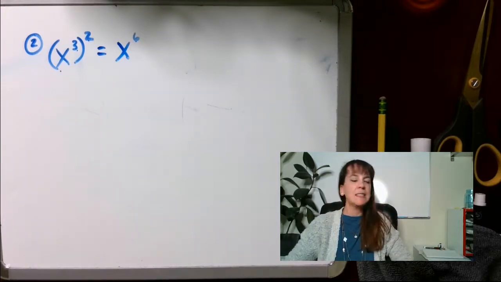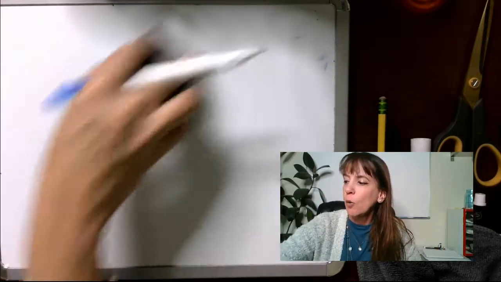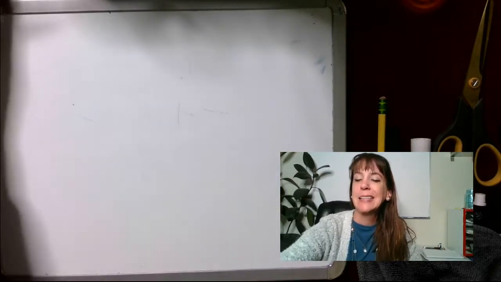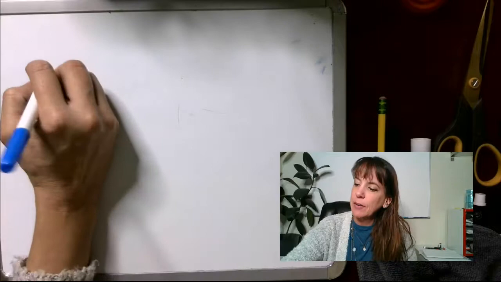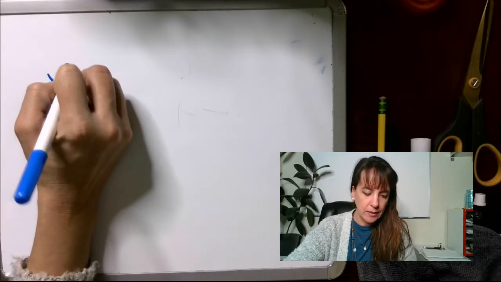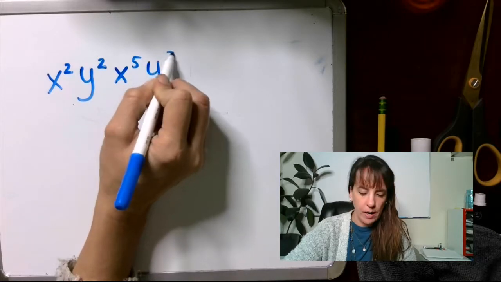Okay, for right now, those are the only 2 rules that we're actually going to go over. We will deal with negative exponents at a later date. But for right now, let's talk about some of these rules. All right, let's put those to variables: x squared, y squared, x to the fifth, y to the third.